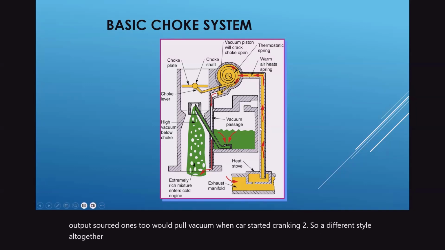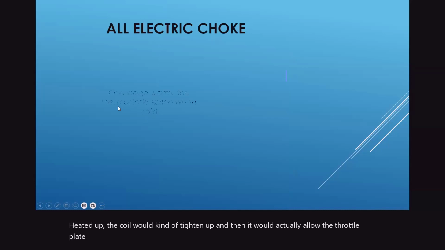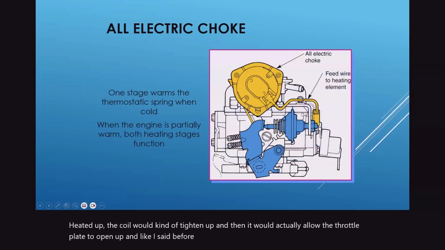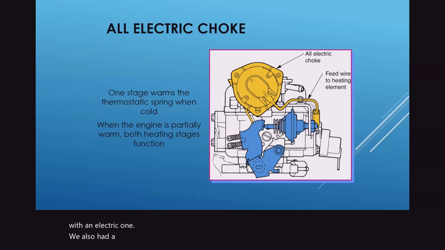And then as it heated up, the coil would kind of tighten up, and then it would actually allow the throttle plate to open up. And like I said before, we had a different type. We had this one actually with an electric one. We also had a deceleration circuit. On this particular one, we had a deceleration pod.